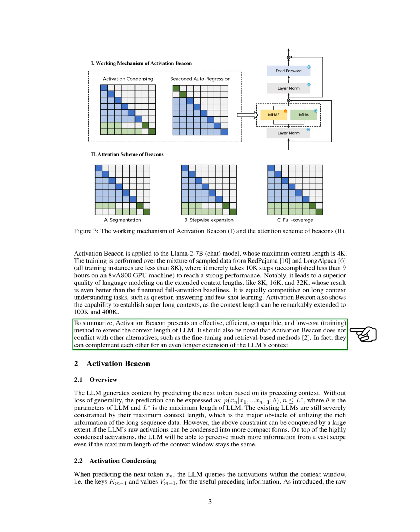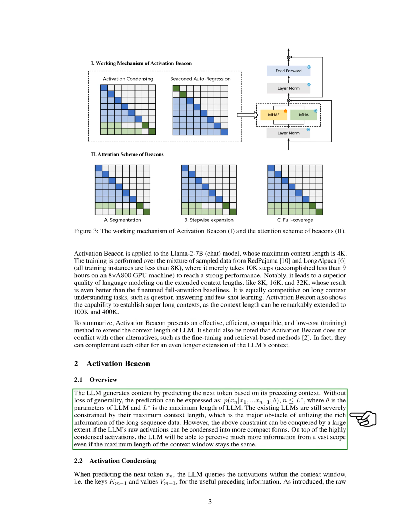Section. Activation Beacon. In this paper, we discuss a concept called Activation Beacon. To start with, let's talk about the language model, LLM. It generates content by predicting the next word based on the words that came before it. This prediction can be represented as the probability of the next word given the previous words and the parameters of the LLM.